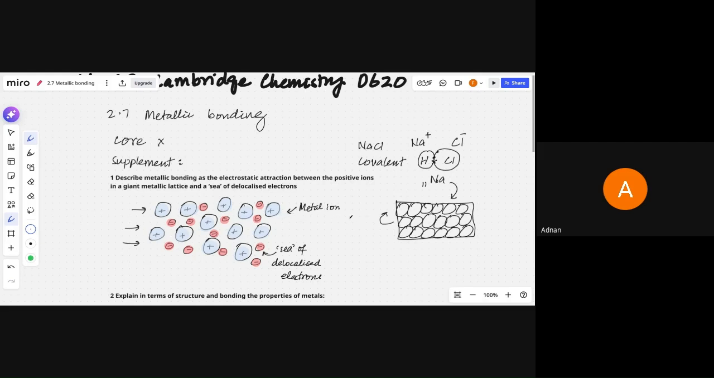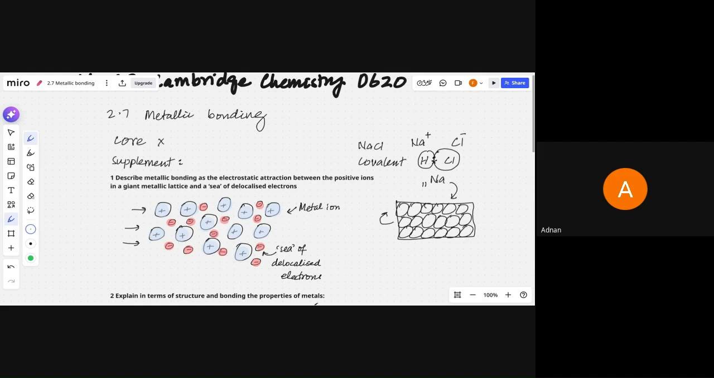By losing that electron, they can have a complete outer shell, but these electrons are not gained by any of these metal atoms. So they just exist between these interatomic spaces in the solid structure, and these electrons are called a sea of delocalized electrons. This is how we explain metallic bonding.